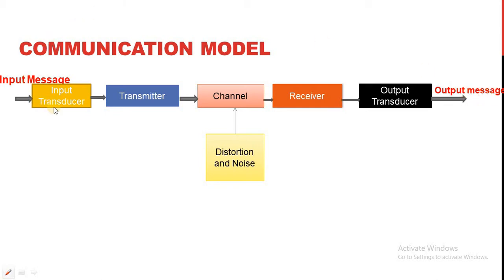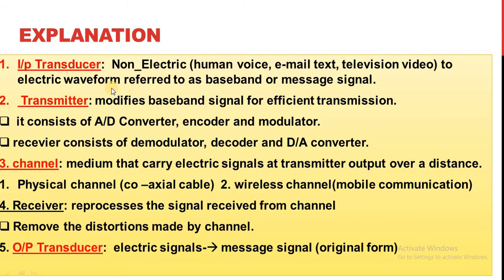The input transducer will convert a non-electrical form of data. Non-electrical form of data means human voice, television, video, etc. It will convert non-electrical form of data into electrical form. Similarly, the output transducer will convert electrical form of data into original form. Okay, that is the basic block diagram of communication. Then here is the explanation regarding the block diagram.